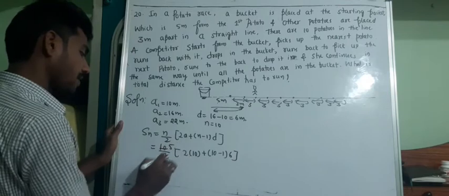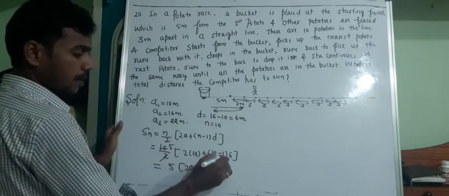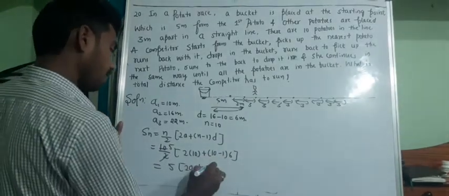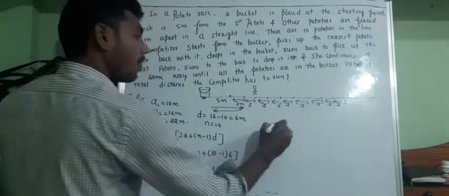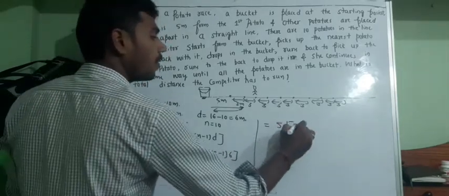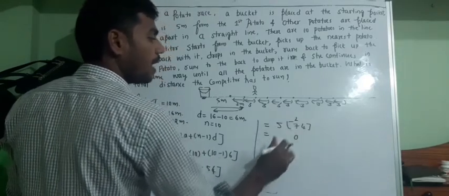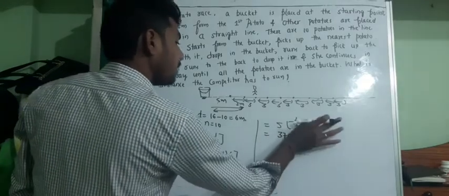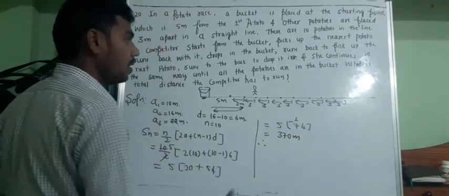So 2 fives are 10, so 5 into 20. 10 minus 1 is nothing but 9. 9 into 6, 54. So this is equal to 5 into 20 plus 54, which is nothing but 74. 5 fours are 20, 2 carry. 5 sevens are 35 plus 2, 37. That is 370 meters.